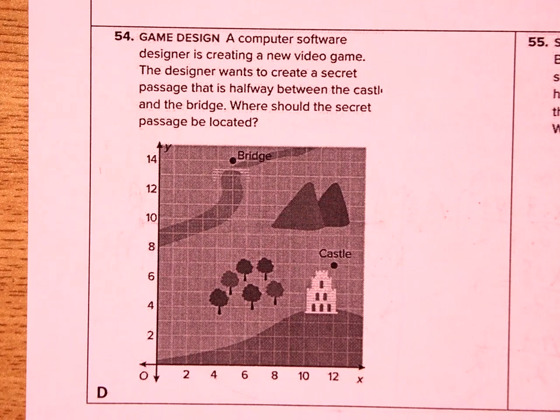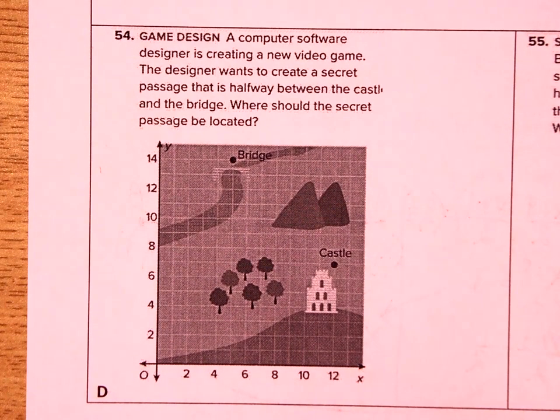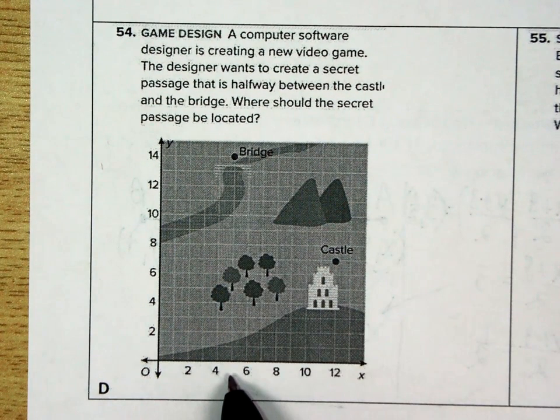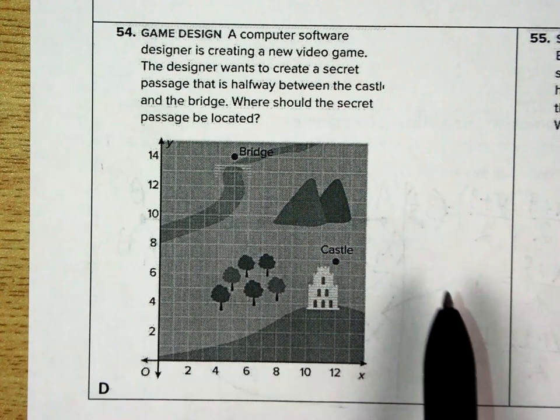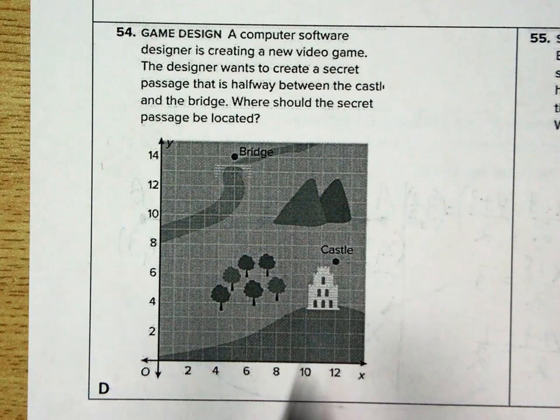A computer software designer is creating a new video game. The designer wants to create a secret passage that is halfway between the castle and the bridge. Where should the secret passage be located in this case? Here we can see the bridge using our coordinate grid. Here we can see the castle using our coordinate grid.